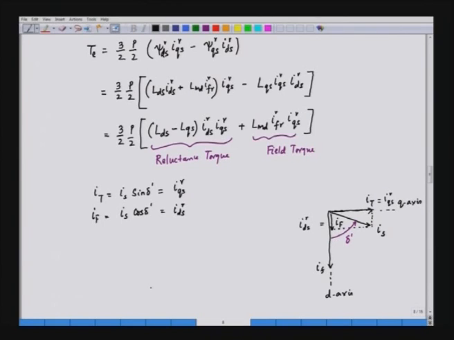So, if we replace this expression for Ids and Iqs in the torque expression, we have the following: Te is equal to 3 by 2 into P by 2 into (LDS minus LQS) into Is square sin delta prime into cos delta prime, that is the reluctance torque part, plus LMD into IFR into Is into sine of delta prime.